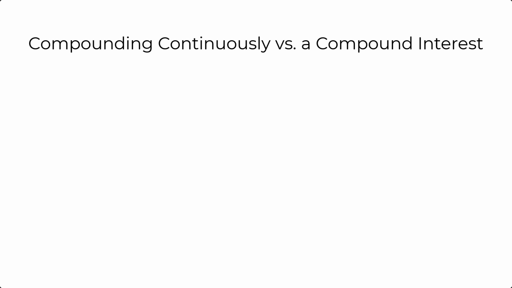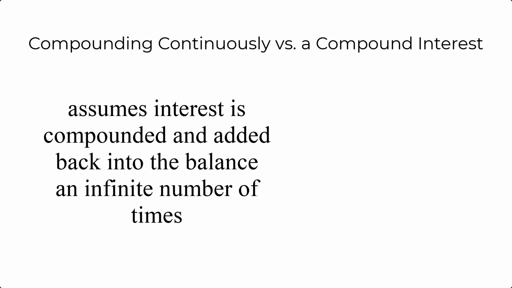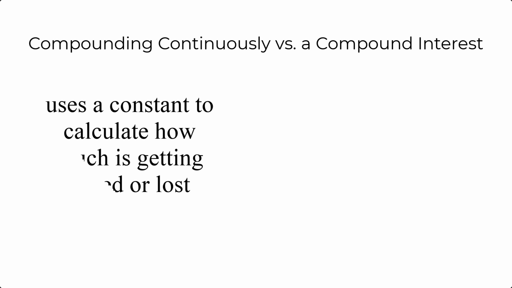Compounding continuously and compound interest are very similar. The only difference is that continuously compounded interest assumes interest is compounded and added back into the balance an infinite number of times, and it uses a constant to calculate how much is getting saved or lost.